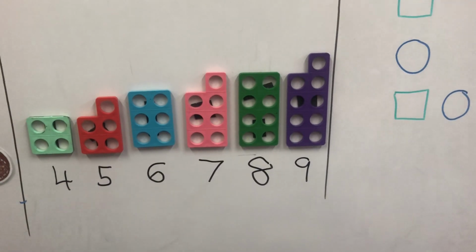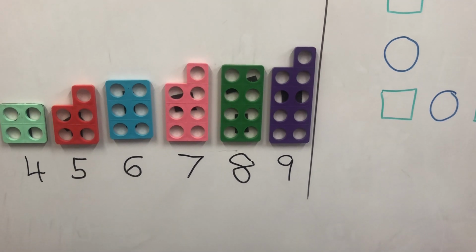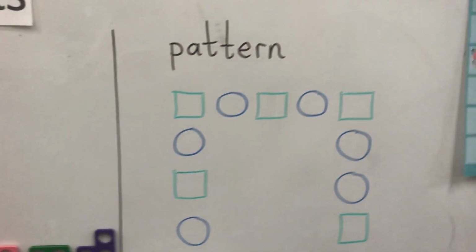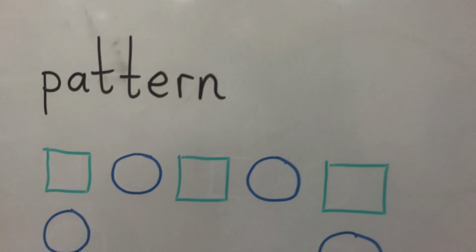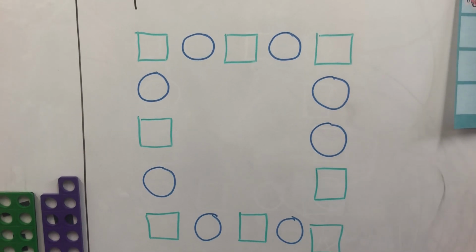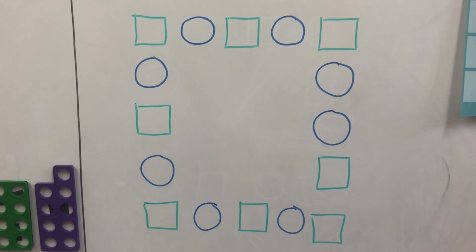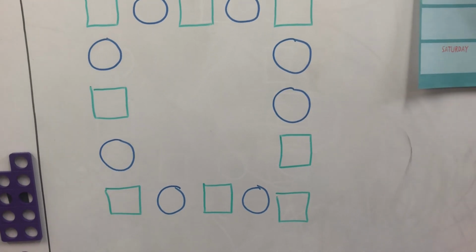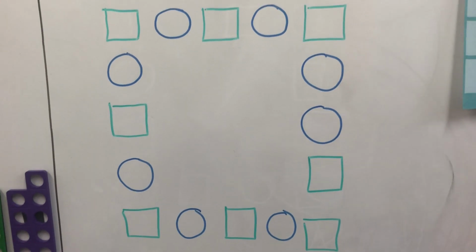What would come next after 9? That's right, 10. Last thing, here's our pattern. Look at our pattern. It's a circular pattern, like the last one. And I want to see what's wrong with it. There's something wrong. I've made a mistake. Can you see the mistake?